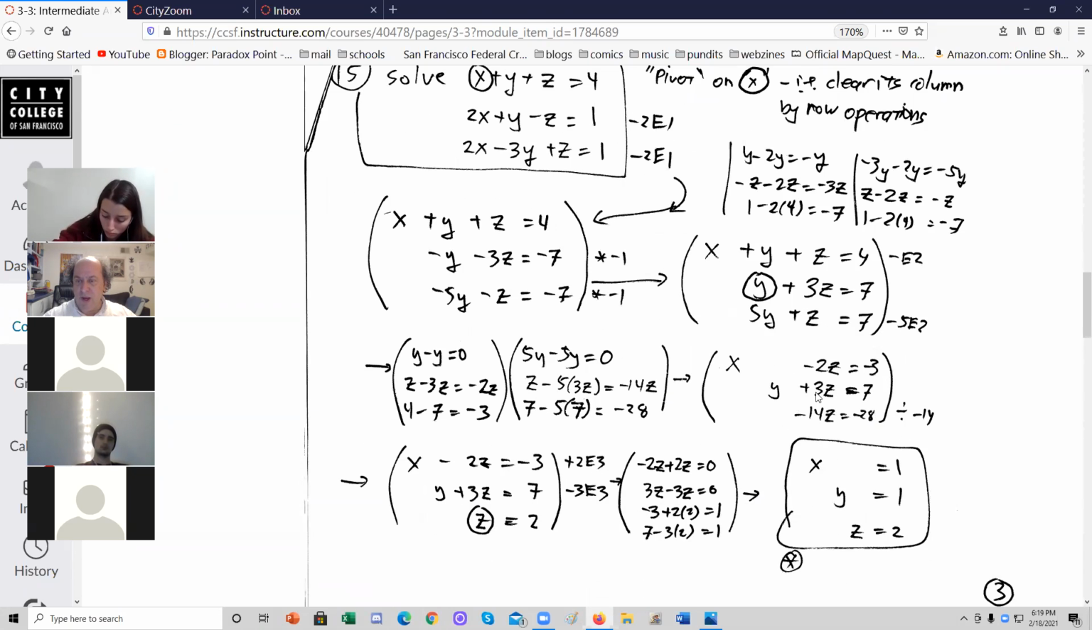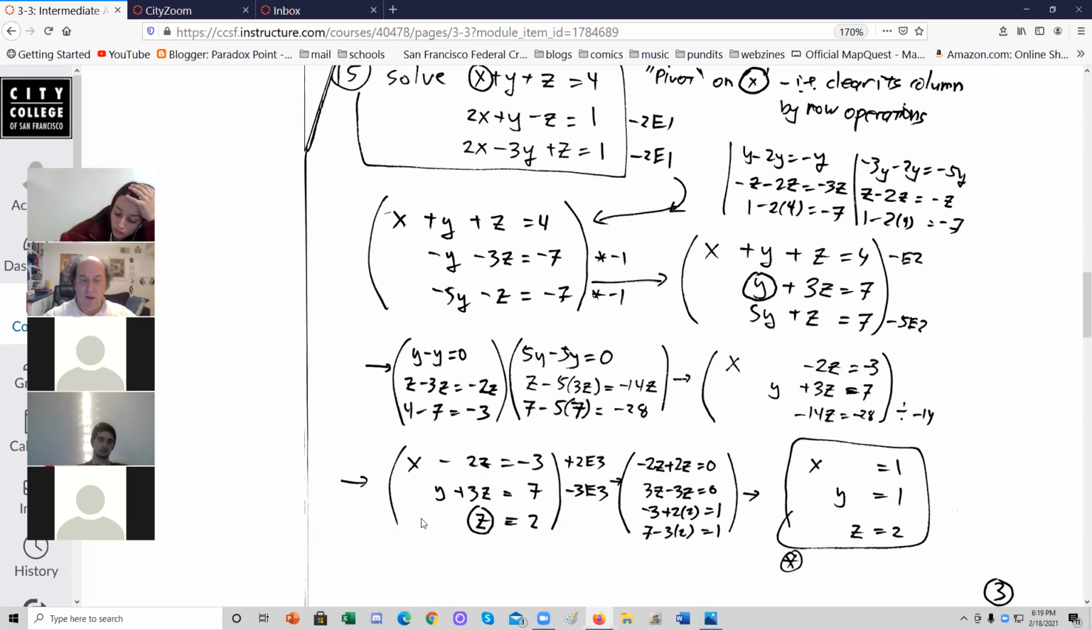This last equation, negative 14z equals negative 28, we can solve by dividing throughout by negative 14, and we get z equals 2. And the other equations remain: x minus 2z equals 3, negative 3y plus 3z equals 7. Now we'll pivot on this z to eliminate this 3z and this minus 2z. We'll eliminate the minus 2z by adding twice equation 3. We'll eliminate this 3z by subtracting 3 times equation 3.